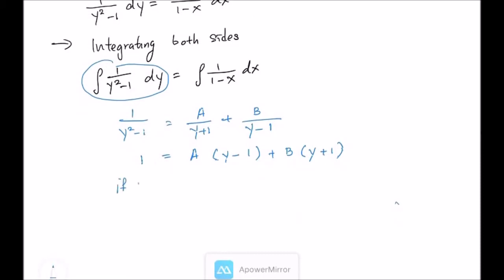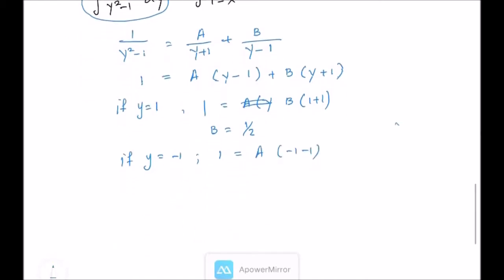So if y equal to 1, so that is 1 equal to a times y minus 1. If a, then it should be this one. So you have b times 1 plus 1, so your b is equal to half. Then if you have y equal to -1, this means you have 1 equal to a times minus 1 minus 1. You get a equal to -half.